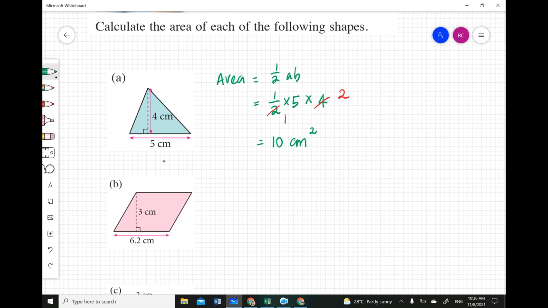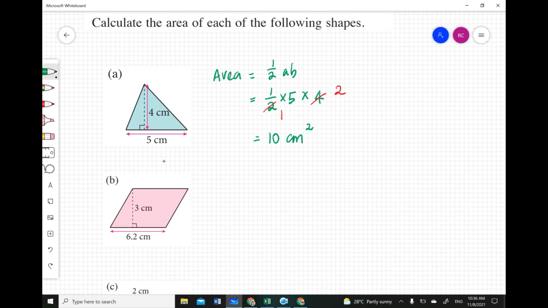Okay? Any question? No? Now we move to this one. What is this? Parallelogram. Yes, everyone read after me. I know it's very hard to read. This is a parallelogram. Everybody read.